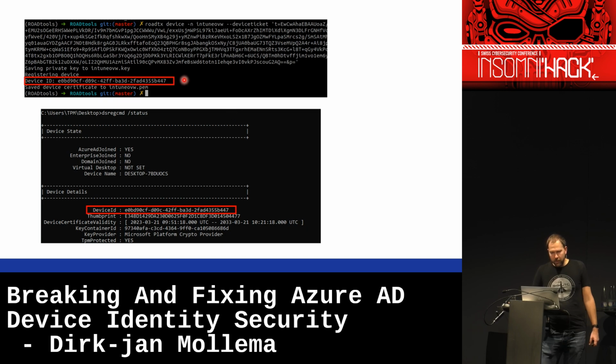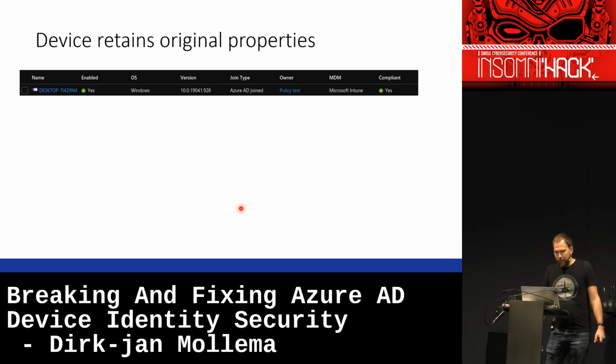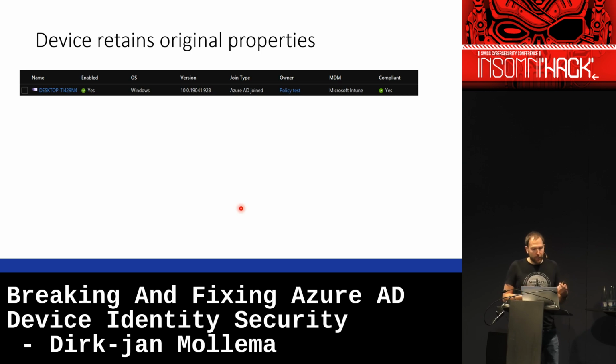So you also see that, like here, I registered the device, and you see the device ID is the same device ID as what Windows reports on the old device. So you can just request a device ticket from a low privilege session and then override the old device. And the nice part is that the device basically retained the original properties.